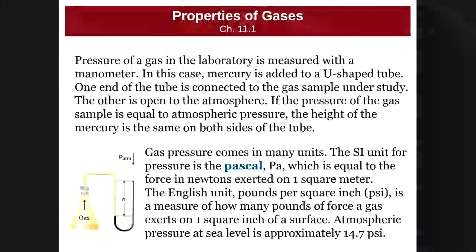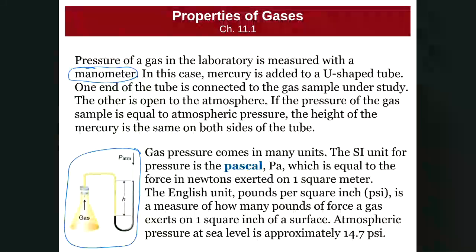In the laboratory, we usually measure it with something called a manometer instead. In this case, mercury is added to a U-shaped tube. So look down here at this picture. The mercury is in the U-shaped part of the tube. One end of the tube is open to the atmosphere, which is this end. The other end is attached to a sealed container with a gas that you want to measure the pressure of.